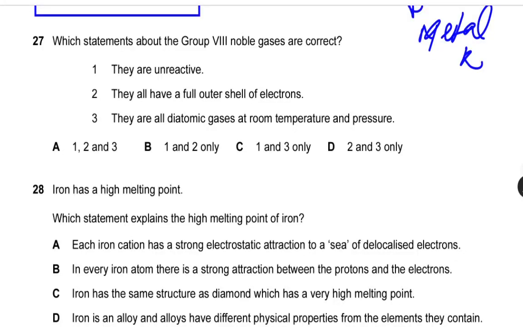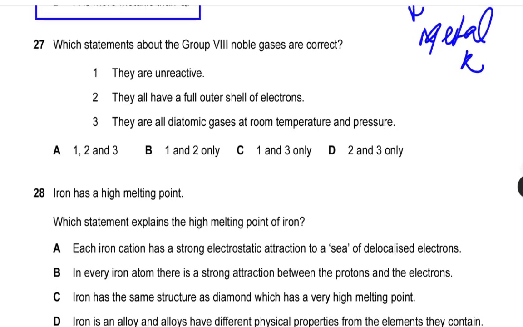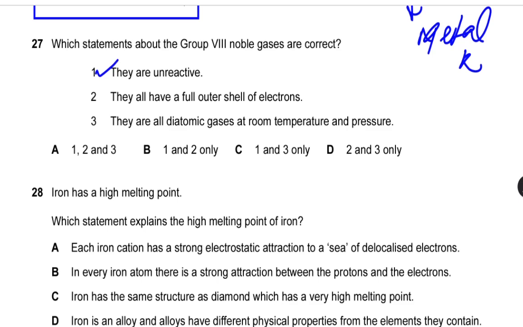Question number 27. Which statements about the group 7 noble gases are correct? They all are unreactive. Yes, correct. They all have a full outer shell of electrons. Yes. They all are diatomic. No, they all are monoatomic gases. So option 1 and 2 only.